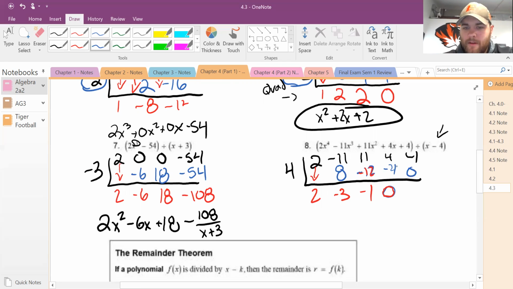Did I have it right the first time? I did, didn't I? I had it right the first time. No wonder I got messed up. My OCD kicks in so hard. Yeah, the multiplication is blue, the addition is red.